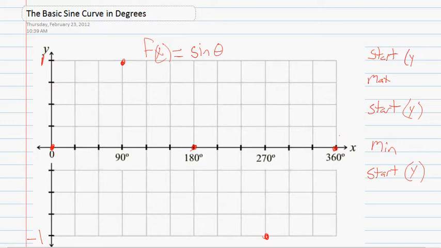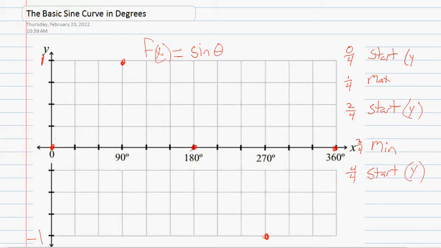What's really nice about this is you'll notice that this is broken up into quarters. So my start is at 0/4, my max is at 1/4, my start again is at 2/4, then 3/4, and then 4/4. Alright, so what am I talking about with fourths and quarters?